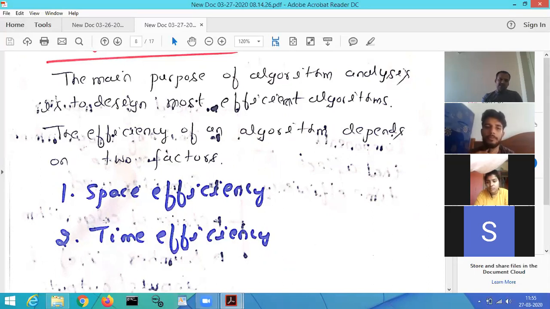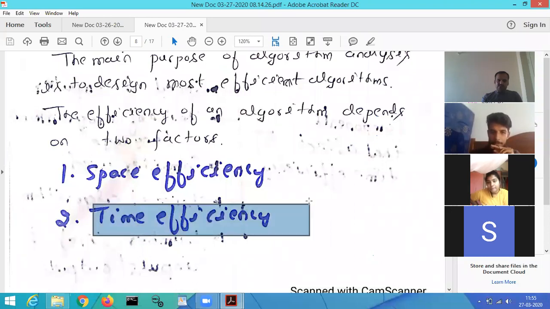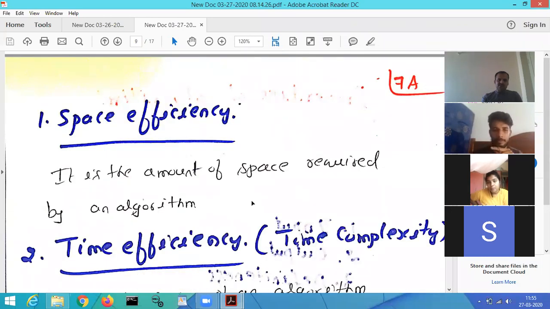We are only concentrating on what? The time efficiency. Because nowadays we are getting 4 GB, 8 GB of RAM, or more than that with respect to the computer. In the mobile itself we are getting more amount of RAM, the memory. Let us concentrate on only the time efficiency. What is space efficiency? Just now defined. It is the amount of space required by an algorithm.